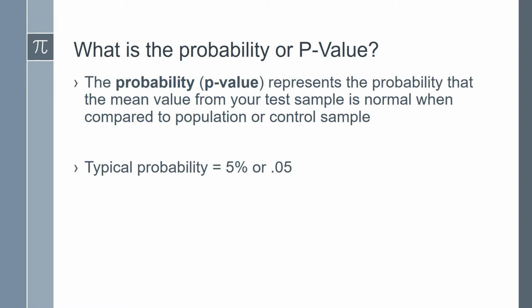So what is the probability or p-value? The p-value represents the probability that the mean value from your test sample is normal when compared to the population or control sample. A typical probability is usually equal to 5% or 0.05.